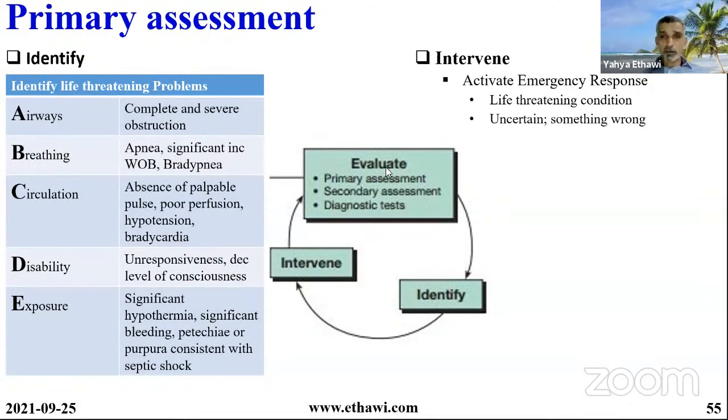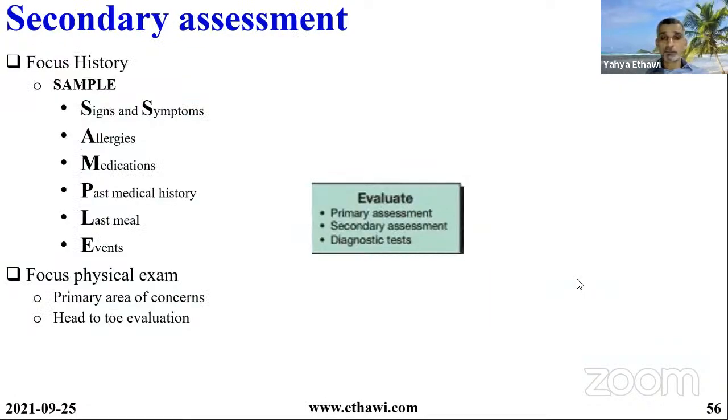Now, remember, evaluate, identify, intervene, and the evaluation after you shout for help is a primary assessment, secondary assessment, diagnostic test. When we intervene after the primary assessment, we intervene only when there is a life-threatening condition and we are not certain what is wrong. And with this, we finish the primary assessment.